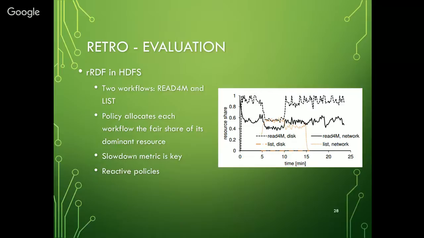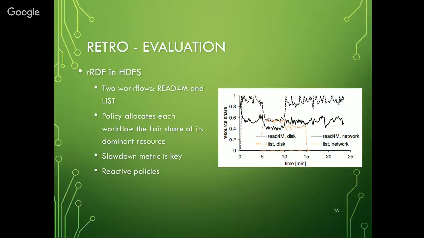So the policy allocates each workflow a fair share of its dominant resource. In this test, the dominant resource is the network resource, right? In the figure to the right, we can see that the read4M task is started first, and the list task is started at time t of 5 minutes, as we can see on the x-axis as the time. When the list task is started, the policy follows the first read4M task in order to achieve equal dominant shares across both of these workflows.